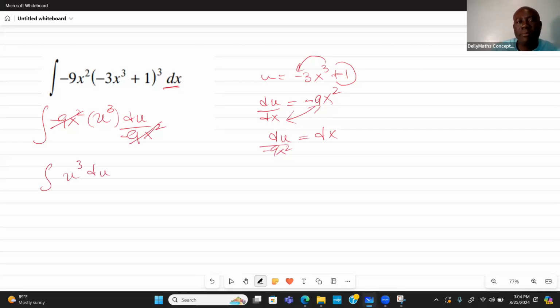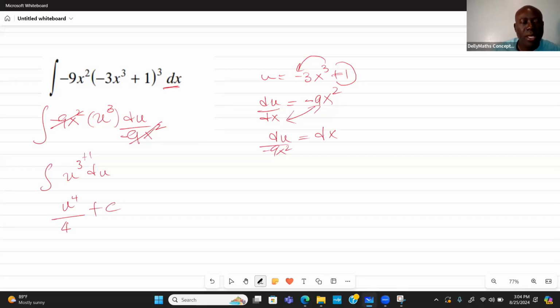So at this point in time, because everything is now represented in u, we're going to take the integral of u to the third du. So remember, we're going to add 1 to that. So it becomes u to the fourth, then divide by the new power, over 4, plus our constant of integration, which is c.